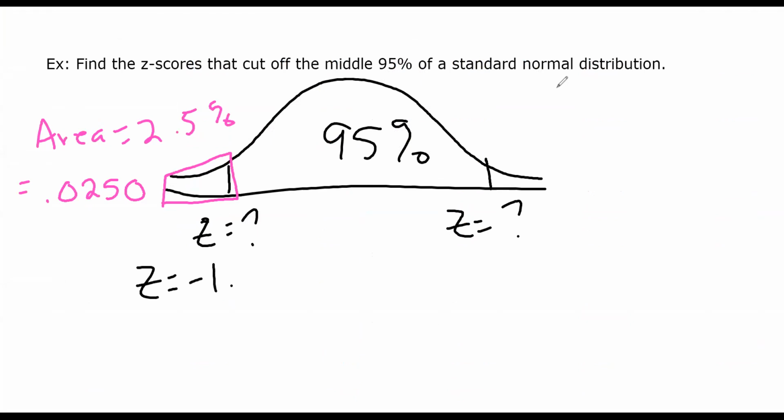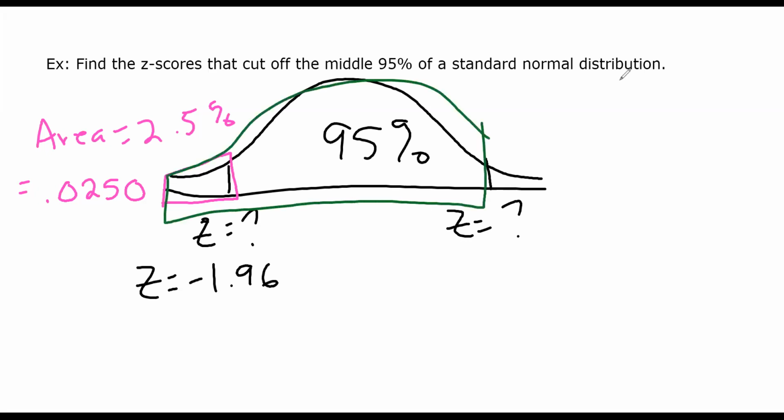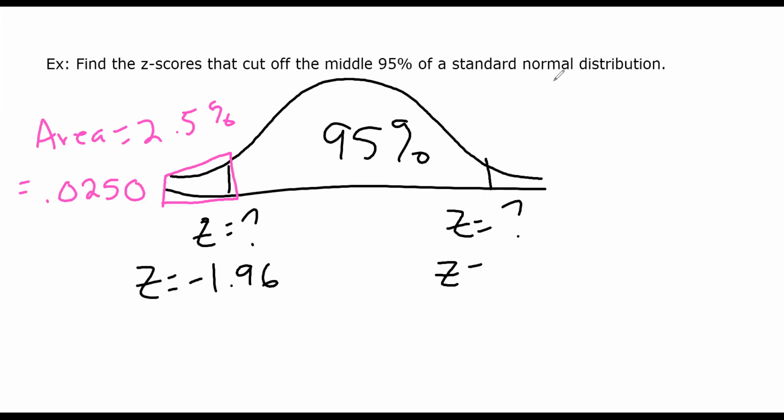Now that we know the left tail, we could figure out the area to the left of the other z, but it's not necessary. Why? Symmetry. If we cut off the middle 95%, then these z's have to be opposites, so the other one is positive 1.96.